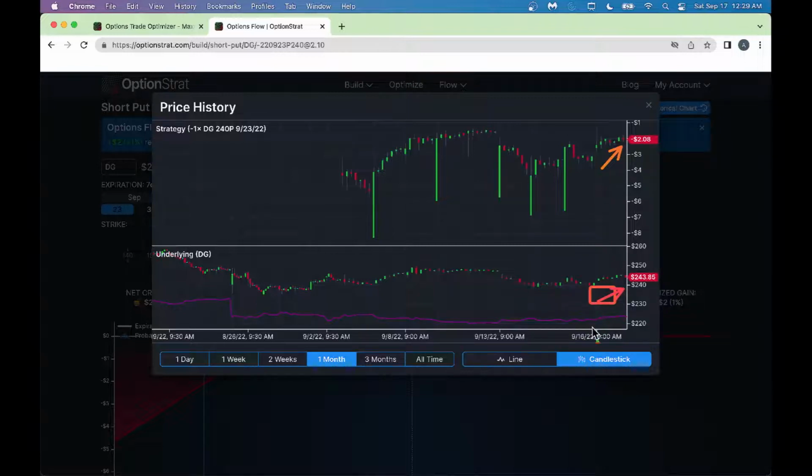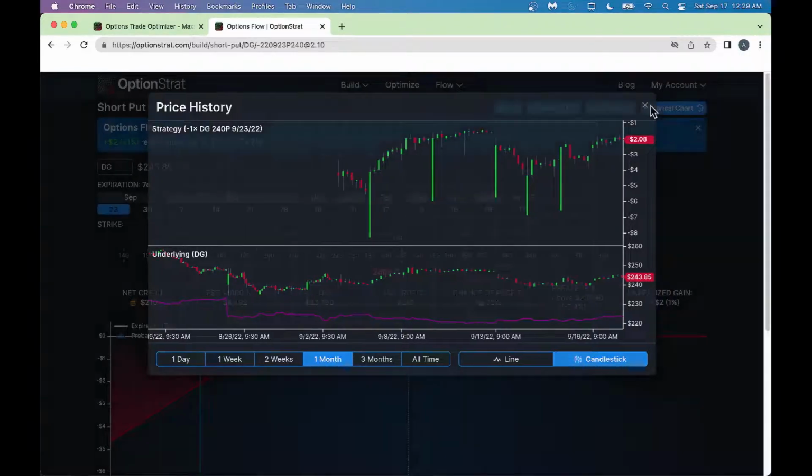IV is slightly cropping up here. If IV goes higher, these folks might lose some money because they sold a put option here, but it's generally a good idea here. And we could look at some more flows here.